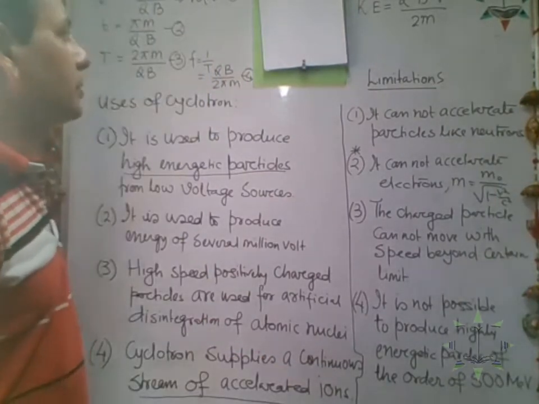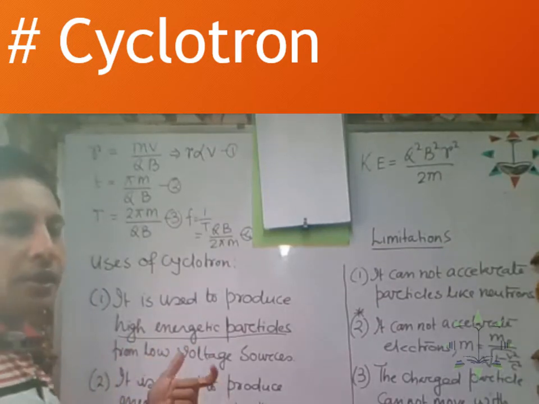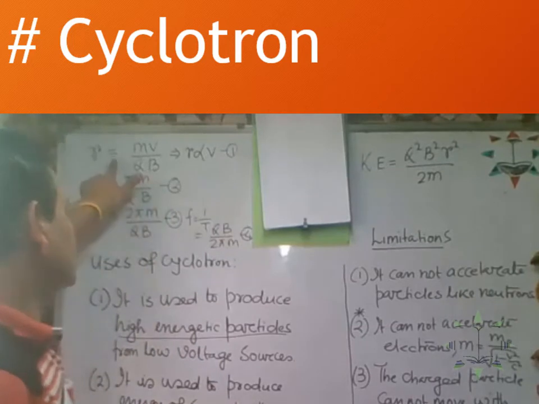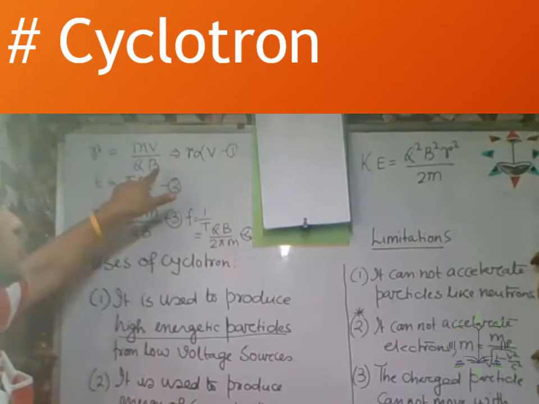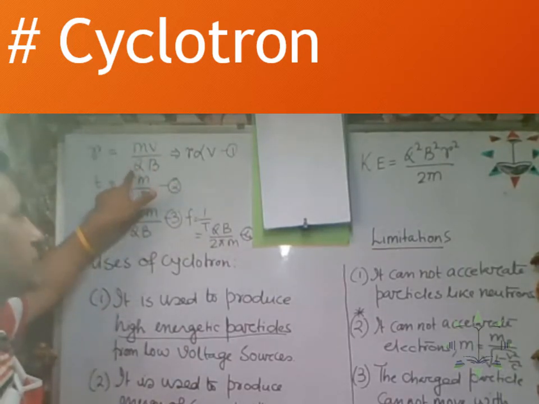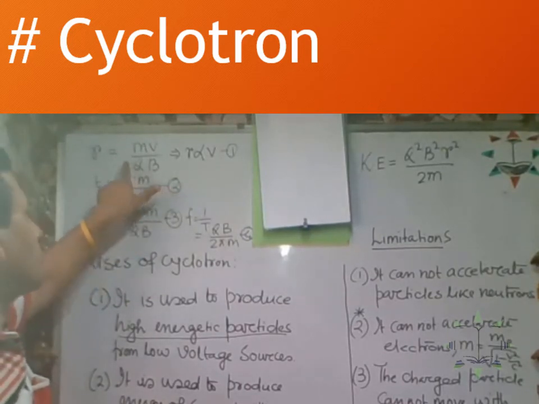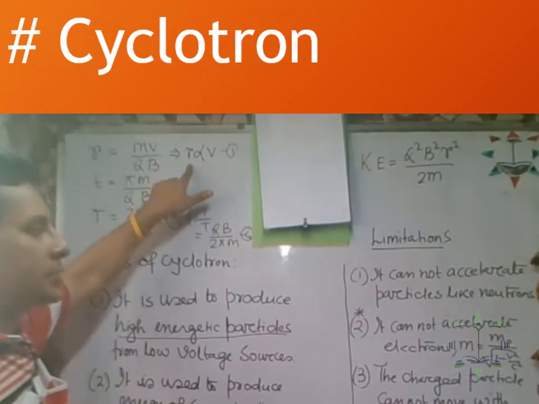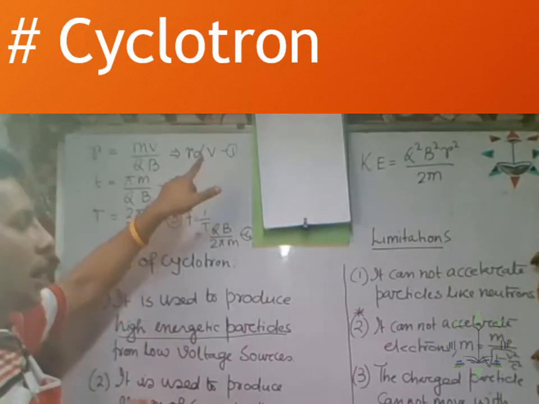Now the formulas that we have studied in the cyclotron. First of all, the centripetal force required to move in a circular path is obtained from q into v cross b. From this we find the radius of the circular path, which is mv by q into b. m is the mass of the charged particle, v is the velocity, q is the charge on the particle, and b is the magnetic field induction vector. So from this equation we find that the radius is proportional to the velocity. Higher the velocity, higher will be the radius.